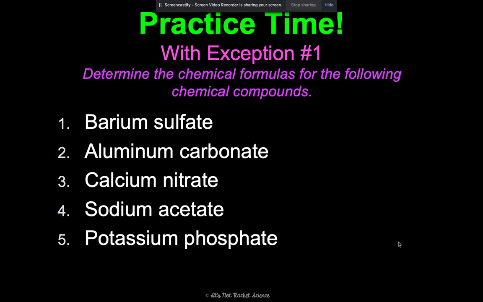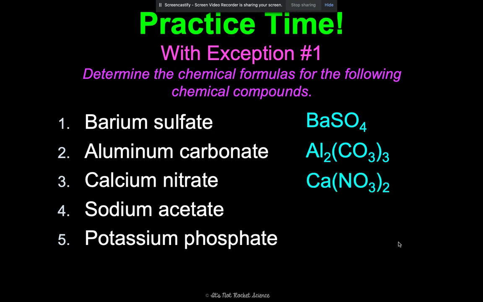So let's go ahead and practice again, going from the name to the formula. Go ahead and pause, walk through these, and then I'll give you the answers. So for barium sulfate, this is what it should look like. Aluminum carbonate should look like this. Calcium nitrate should look like this. Sodium acetate should look like this. And potassium phosphate should look like this.